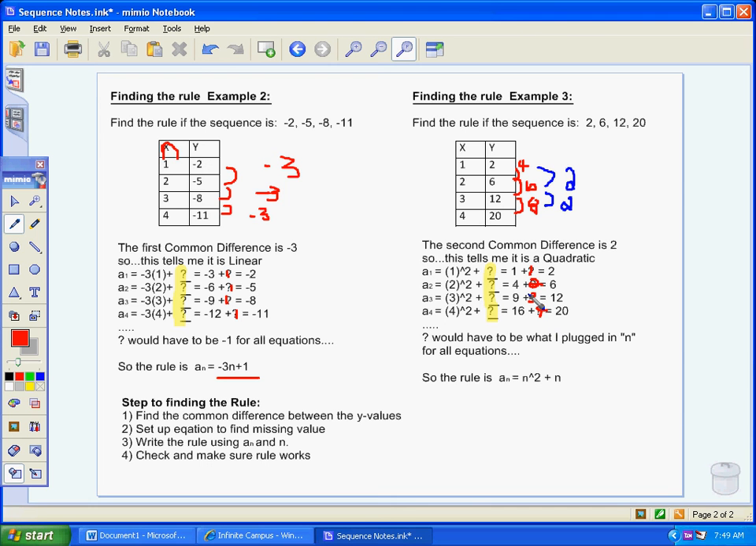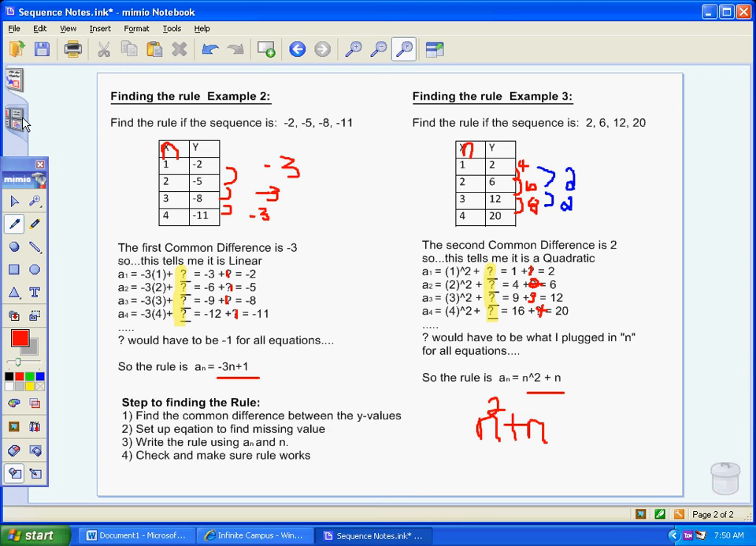Now, I want you to take a look. We've got 1, 2, 3, 4. We also have 1, 2, 3, 4. Our n value is 1, 2, 3, 4. So here, my equation is n squared plus n. That is my formula. a sub n equals n squared plus n. And if I plug this in and check to make sure that it works, 4 squared plus 4 equals 20, then I'm good to go.